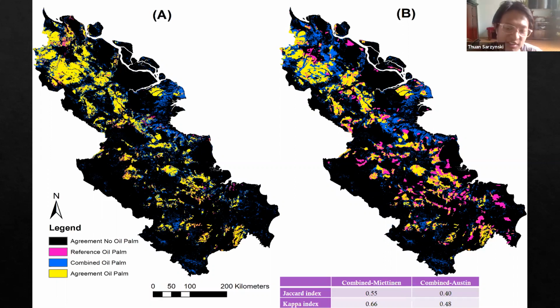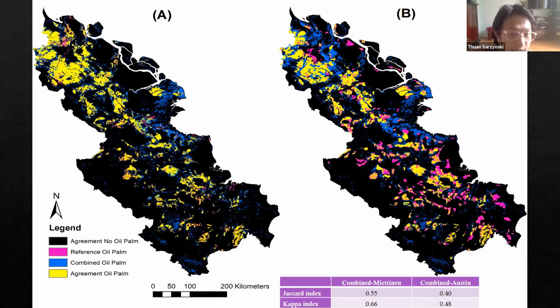And the Kappa index is also a similarity index, which compares more how the overlapping between those two maps is due either to chance or really to similarities, right? And here again, the Kappa index is higher for combined and Mittinen than combined and Austin.